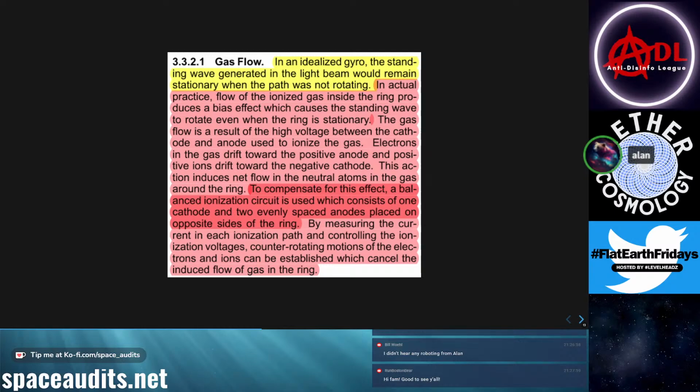To compensate for this effect, a balancing ionization circuit is used, which consists of one cathode and two evenly spaced anodes placed on the opposite sides of the ring. So they're basically just creating another flow of electricity so they can hit it with an opposite flow of direction for the high to low pressure mediation. So by measuring the current in each ionization path and controlling for the ionization voltage, the counter-propagating motions in the electrons and ions can be established, which cancel out the flow of the gas in the ring.